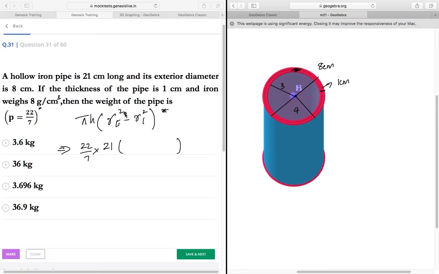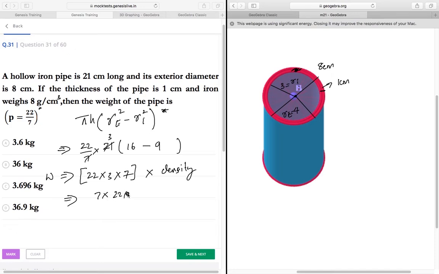Fine. So what is re square? External radius is re, so that is going to be 16, and what is internal radius? This is ri, that is going to be ri square, so it's going to be 9. Solve this, you will get 7 3 times, and then 22 into 3 into 16 minus 9 is 7. Hope this is clear. Now this needs to be multiplied by the density to get the weight. So just write this as 7 into 22 into 3 multiplied by 8. So I'll go with 22 into 3, that is 66, and 7 and 8 is nothing but 56.